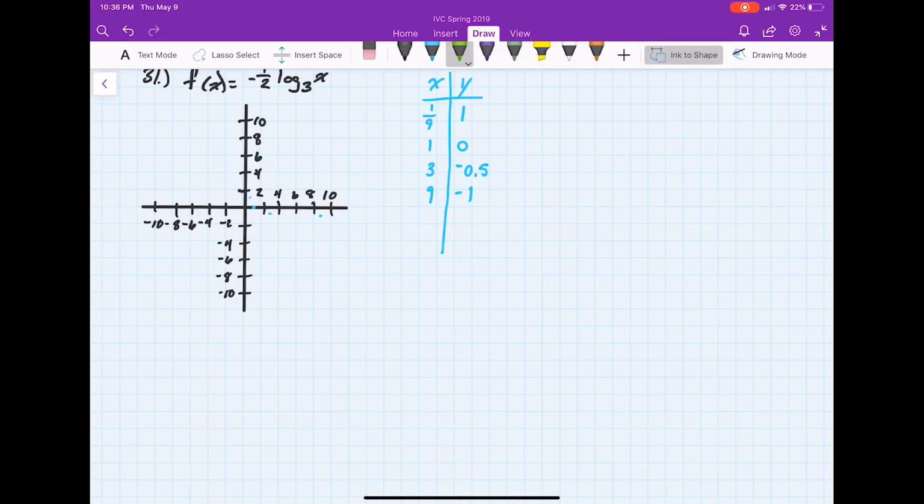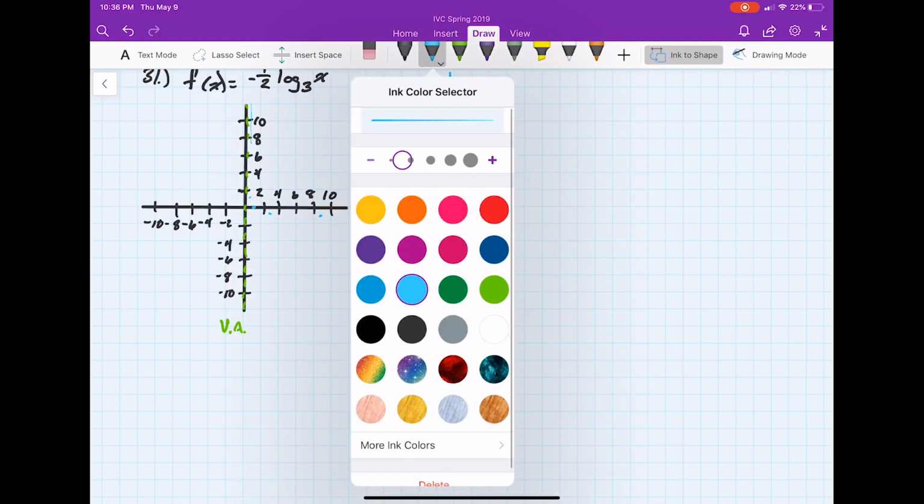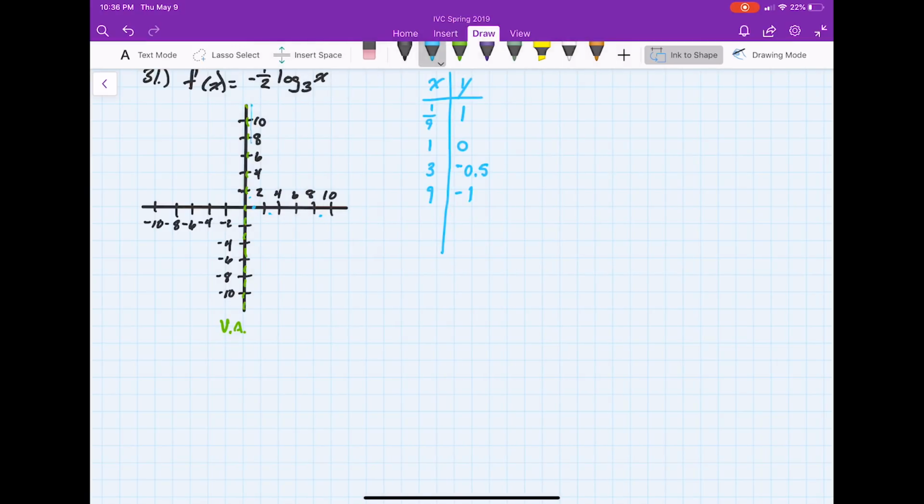And our vertical asymptote is this guy right here. Just label it because it's hard to see. And then we'll connect the dots, basically hug this asymptote. Actually, let's go back to a bigger weight line and connect the dots, and then we can see that this is going to be really steep angles, just like I said. There you go. That's number 31.